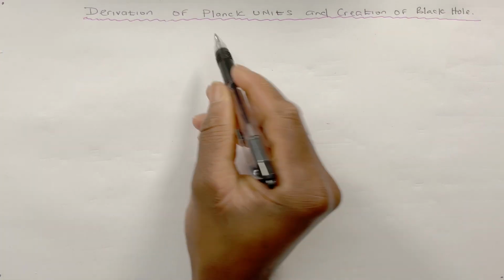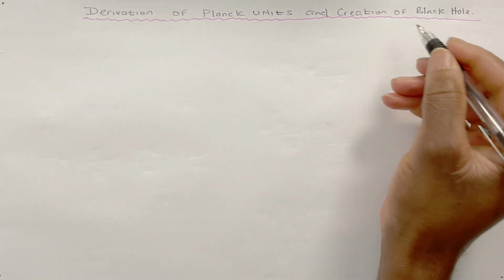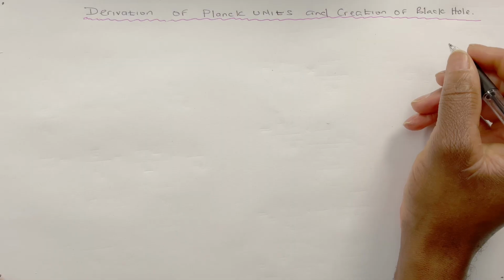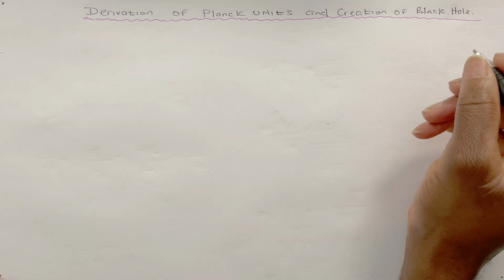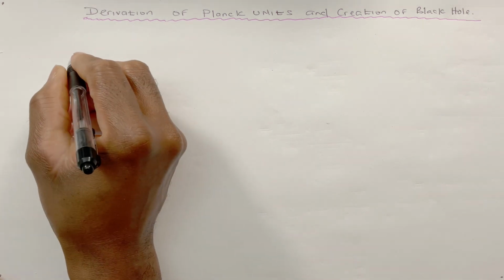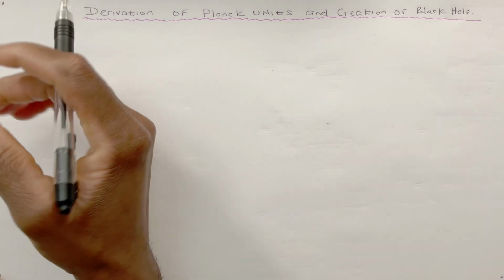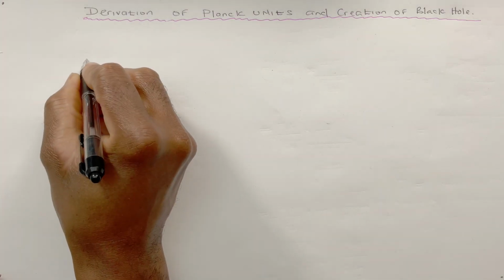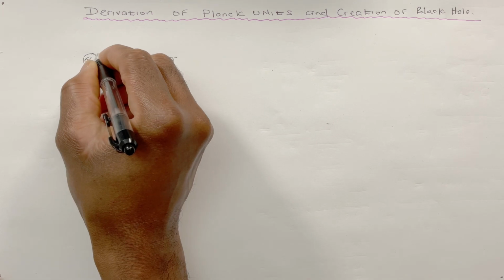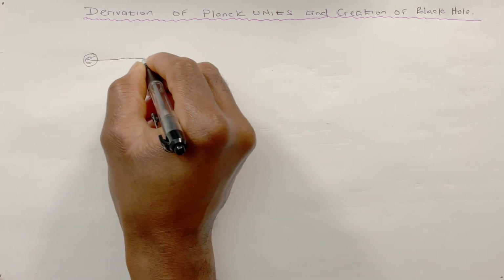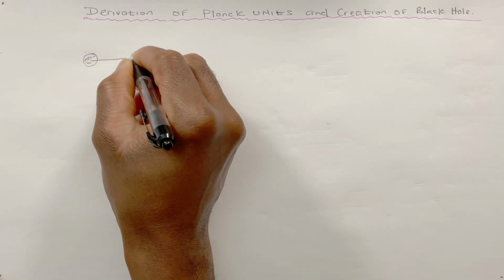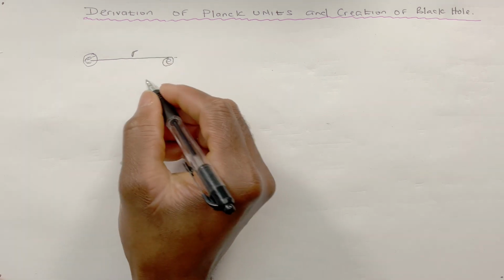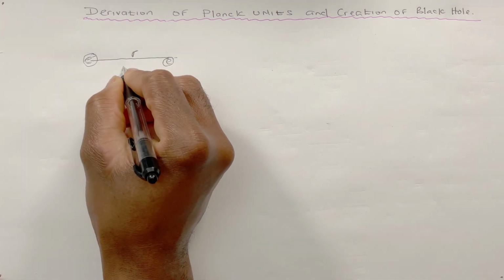Derivation of Planck units, and creation of a black hole. So the first thing to look at is the idea of squeezing two electrons together in a small space. If we have two electrons and you try to squeeze them together in a small space, and these two electrons are at a distance r, there are two situations we can come out from this behavior.